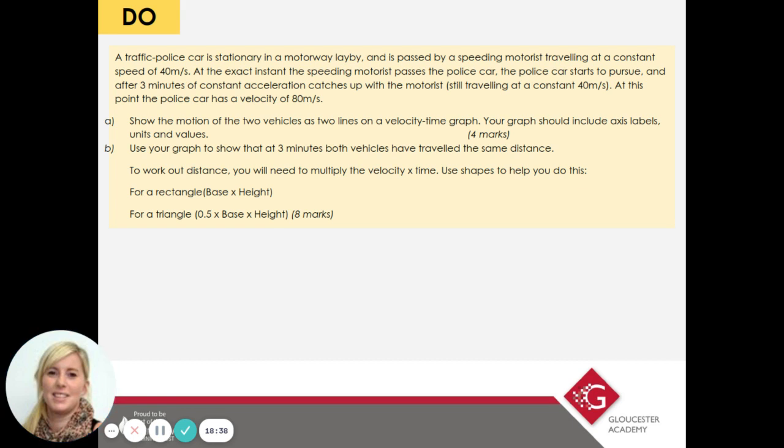So this is where you need some graph paper. So you can pause the video and go and get yourself some graph paper, or if not, just use your exercise book. It will still work okay.